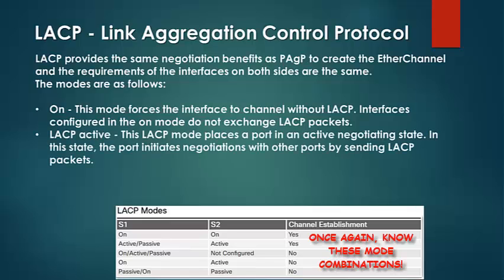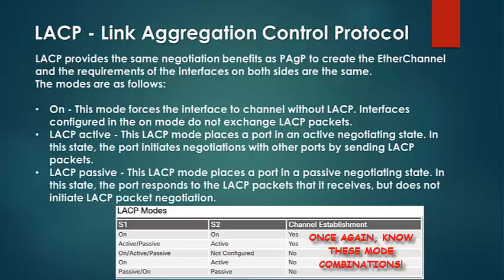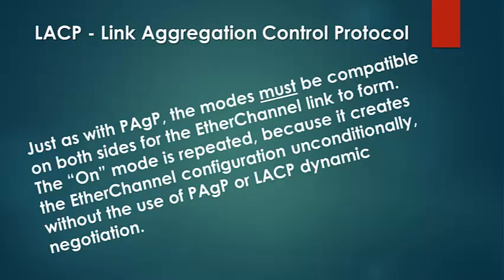LACP active: this mode places the port in an active negotiation state, just about like desirable in PAgP. In this state, the port initiates negotiations with the other ports by sending LACP packets. LACP passive: this mode places the port in a passive negotiating state, almost like the auto mode in PAgP. In this state, the port responds to LACP packets that it receives, but does not initiate the LACP packet negotiation.